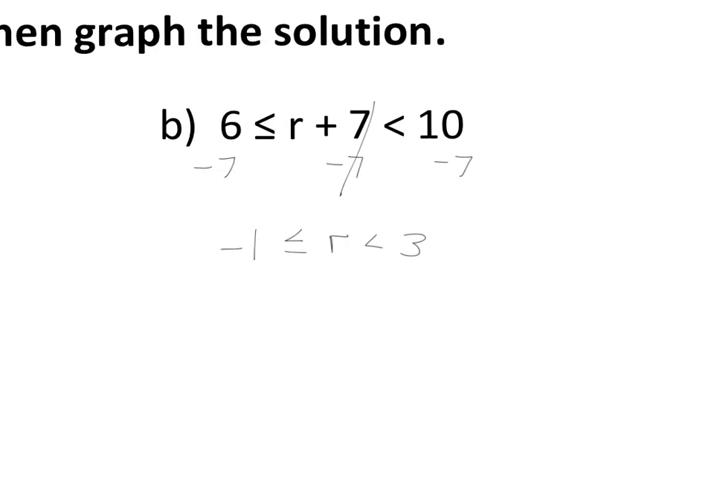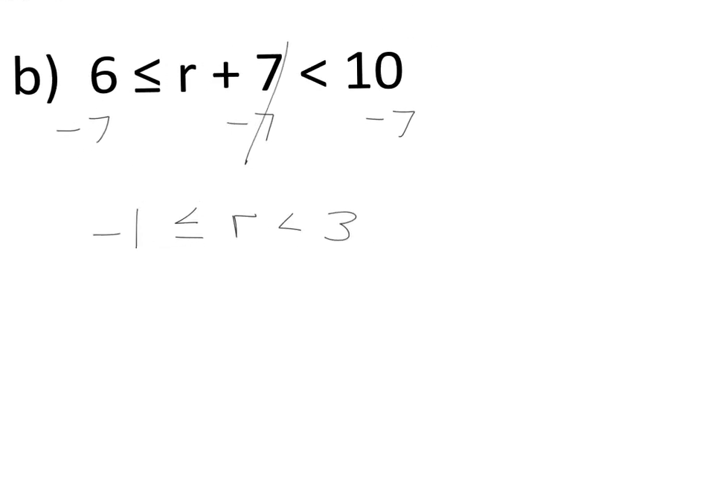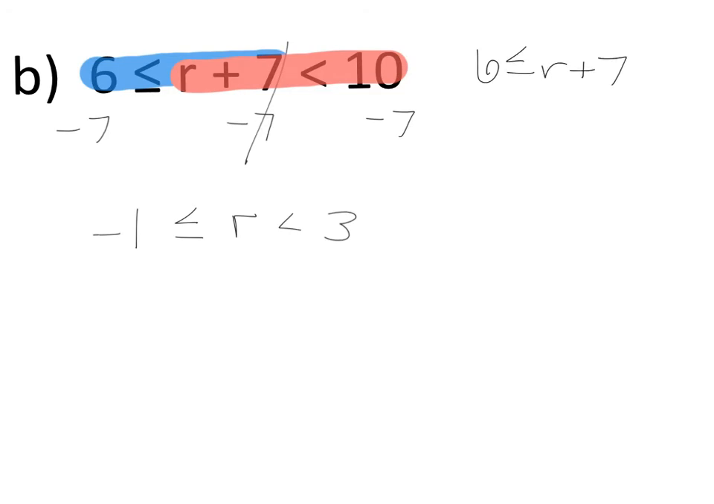Now, if that's kind of confusing and you're looking at that thinking, what did she just do? Go ahead and break it up. So I want you to do 6 is less than or equal to r plus 7, and then r plus 7 is less than 10. So break it up: 6 is less than or equal to r plus 7. Okay, solve it. And then r plus 7 is less than 10. Okay, and you can just solve these two individually.